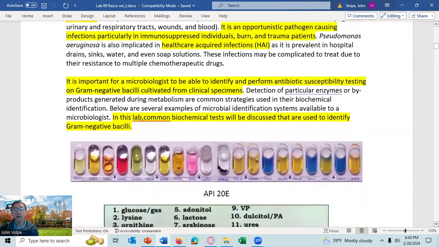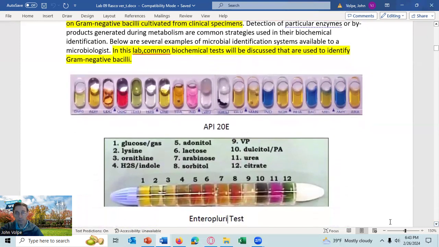It's important for microbiologists to be able to identify and perform tests on gram-negative bacilli that are sent to the lab for culture as a clinical specimen. In this lab, we're going to talk about some of the biochemical tests that are used to identify gram-negative bacilli. And here you're looking at a whole slew of different tests. We're not going to talk about all of them that can be run to determine the identification of the species, especially of gram-negative bacteria.